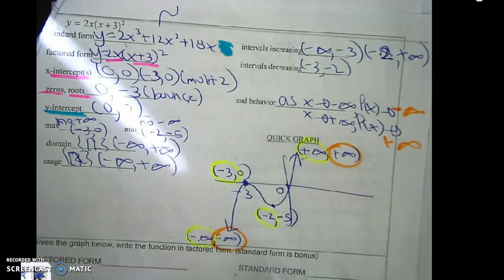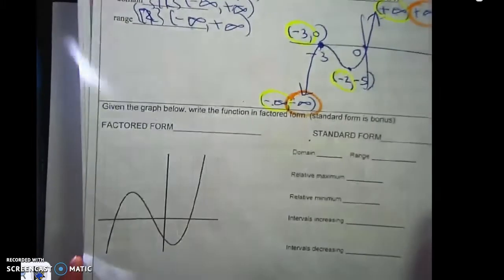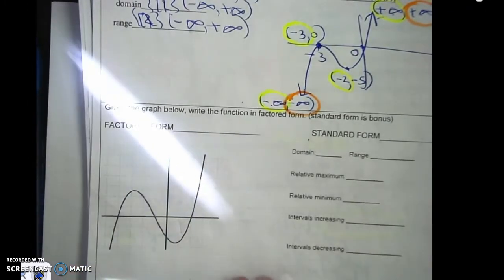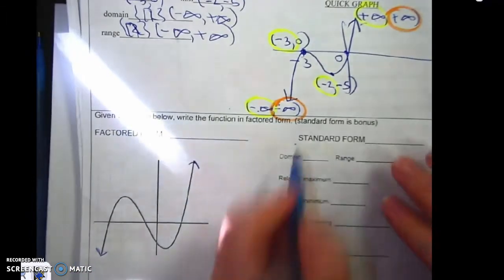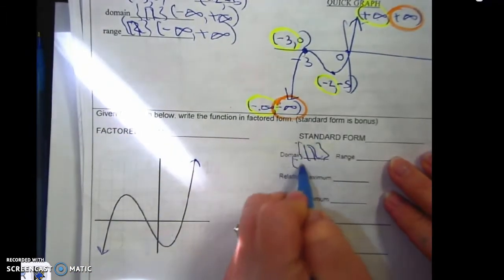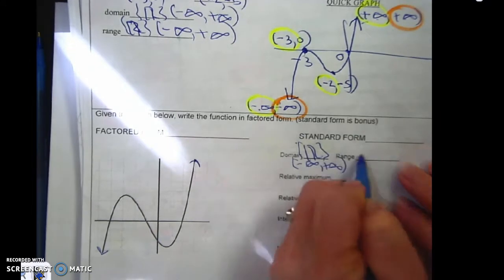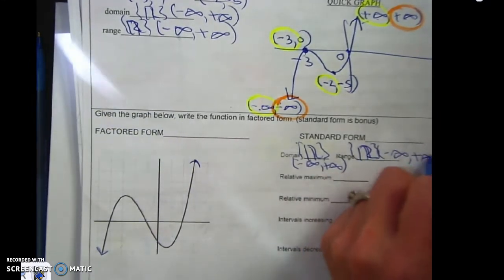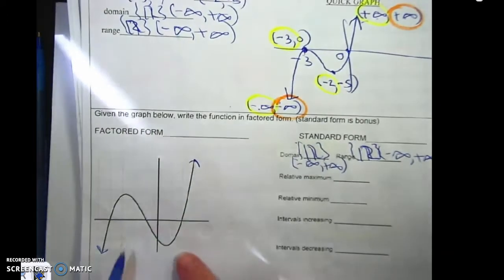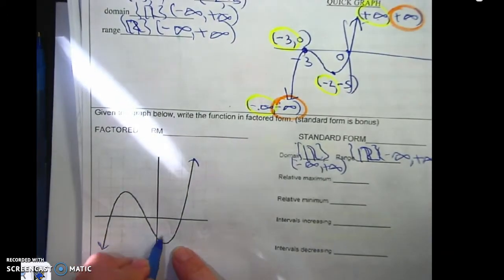All right, last one. So they want the answer in factored form and standard form. Standard form is bonus. I'll take it. Assume this goes forever. So that means all real numbers. Negative infinity to positive infinity. Range. All real numbers. Negative infinity to positive infinity. This is actually a graph that's on here. I can see the lines.